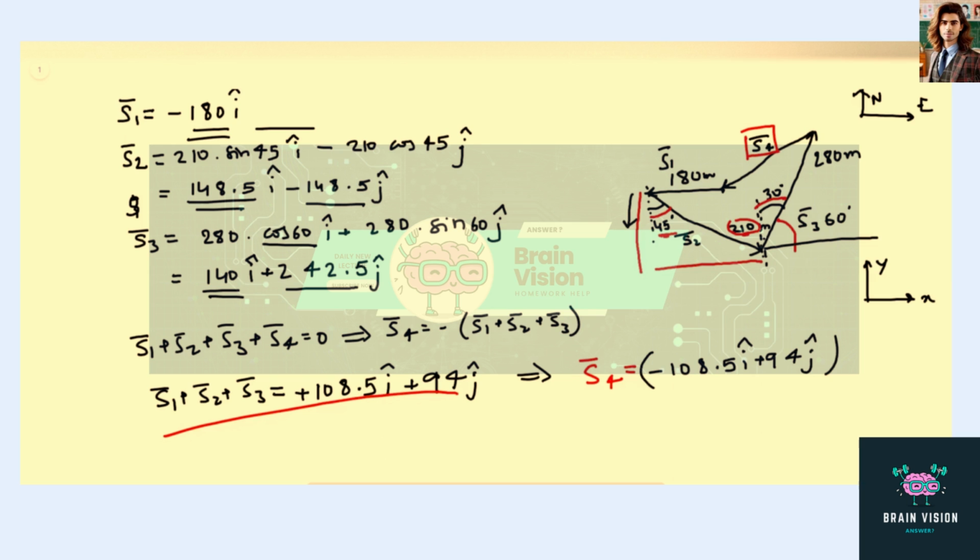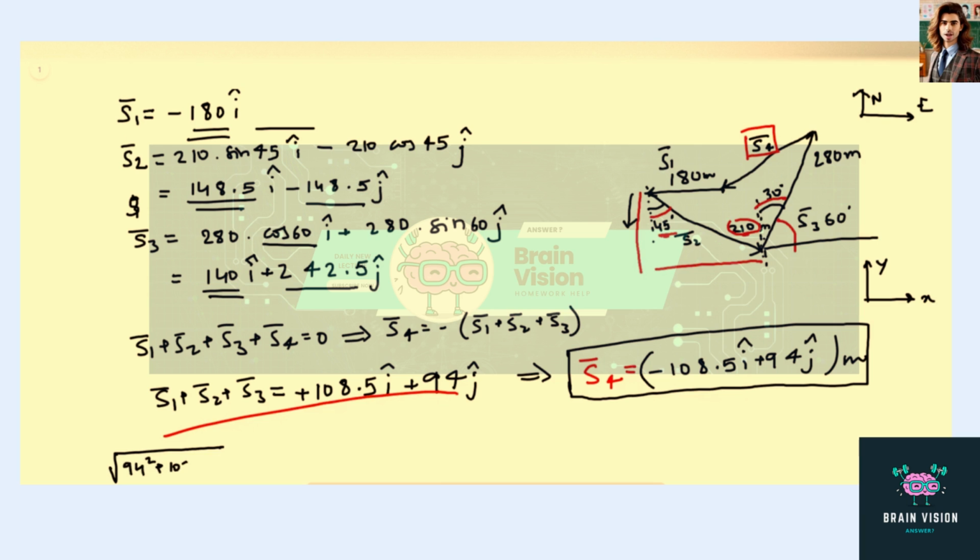We could multiply this by meters. Hence, to find the distance, we simply need to find the length of S4, which is simply the square root of the sum of the squares of the components. 94 squared plus 108.5 squared, which turns out to be 143.6 meters.